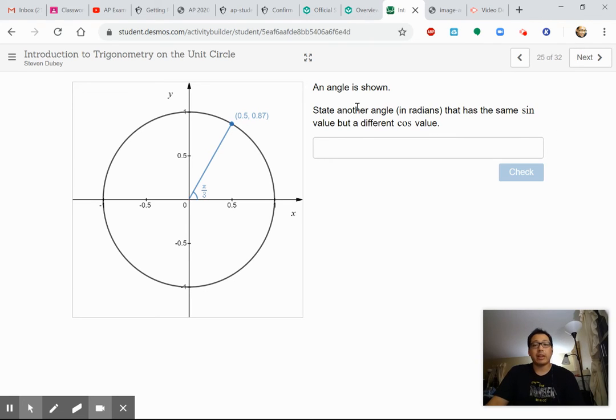Here's an interesting one. An angle is shown, so it's pi over 3. What does that mean? What angle in degrees is that? State another angle in radians that has the same sine but a different cosine value. Okay, so this is tricky, right? We want the same sine, which is kind of like before, the same y value. We want a different cosine, so we want the reflected angle over here with the same y value but the negative of the x value. So in other words, we want the angle that would make pi over 3 from this side.